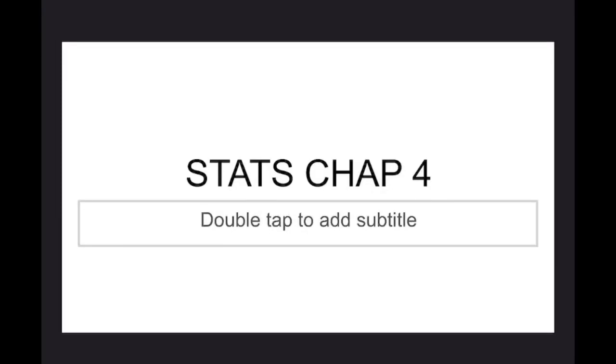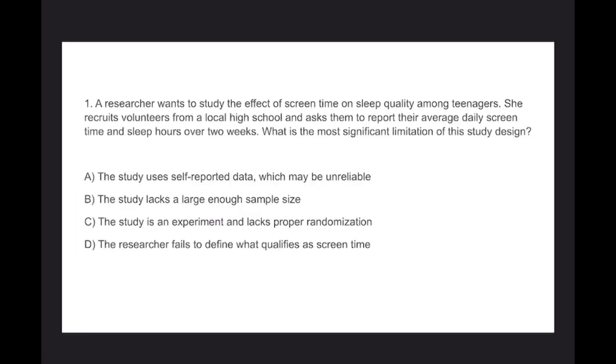Okay, this is chapter 4, multiple choice questions. Number 1, a researcher wants to study the effect of screen time on sleep quality among teenagers. She recruits volunteers from a local high school and asks them to report on their average daily screen time and sleep hours over 2 weeks. What is the most significant limitation of this study design?